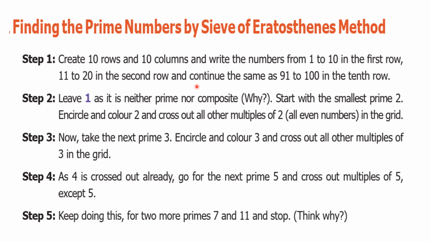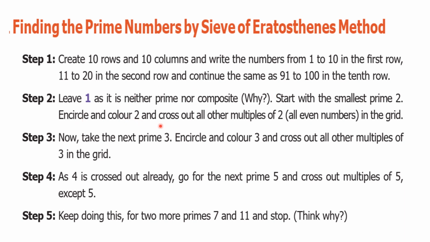The next step, leave 1 as it is, neither prime nor composite, because 1 is not a prime number and also not a composite number, so leave that 1 and start with the smallest prime number. 2 is the smallest prime because factors of 2 are only 1 and 2, so 2 is the smallest prime number.